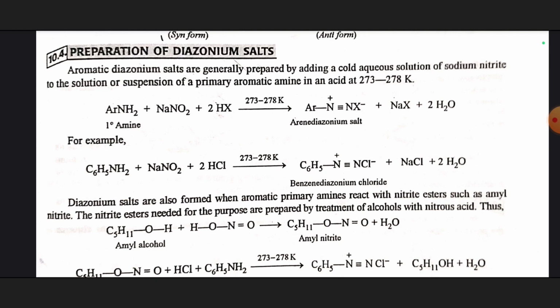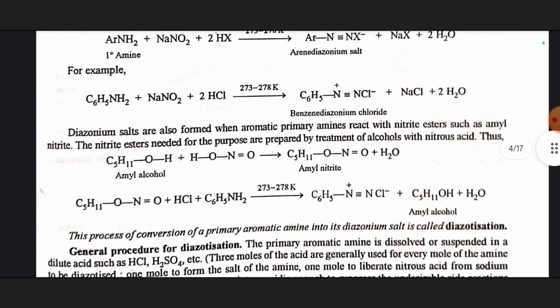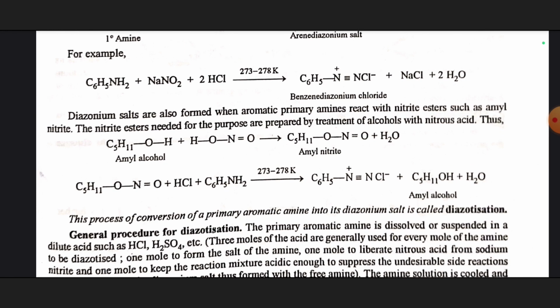Aromatic diazonium salts are generally prepared by adding a cold aqueous solution of sodium nitrite to the solution or suspension of a primary aromatic amine in an acid at 273 to 278 Kelvin. Diazonium salts are also formed when aromatic primary amines react with nitrite esters such as amyl nitrite. The nitrite esters needed for the purpose are prepared by treatment of alcohol with nitrous acid. Thus, this process of conversion of a primary aromatic amine into its diazonium salt is called diazotization.